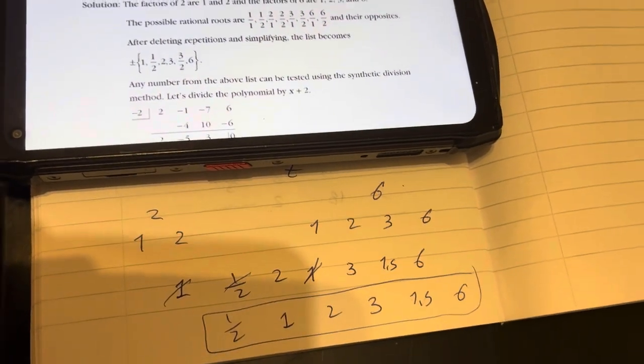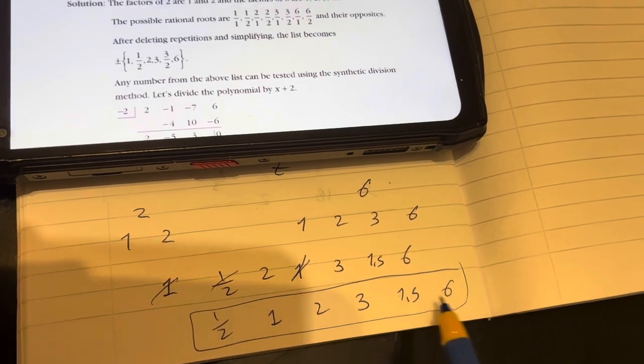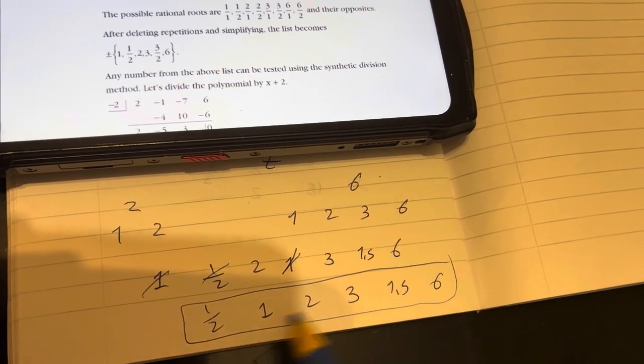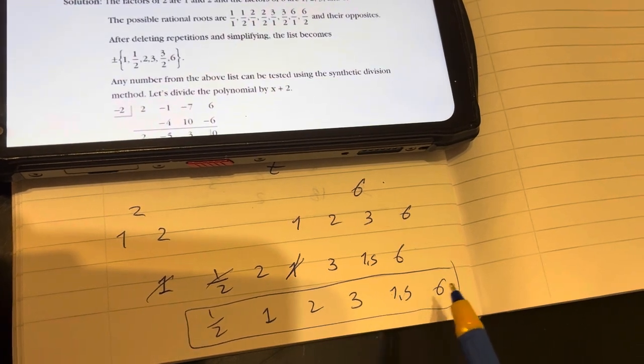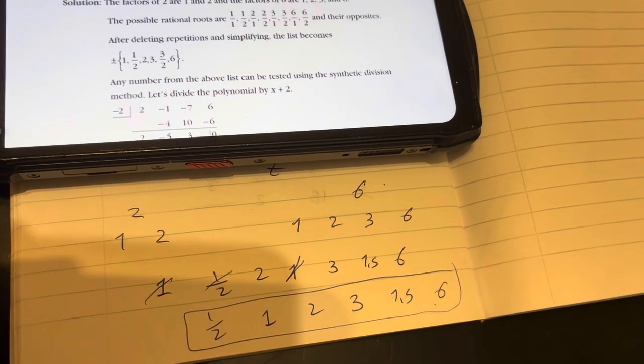It will be one of these numbers. If you have 3 answers, it will be from this. If you have 2 answers, it will be from this. So these are the possible list of the factors of this polynomial equation.